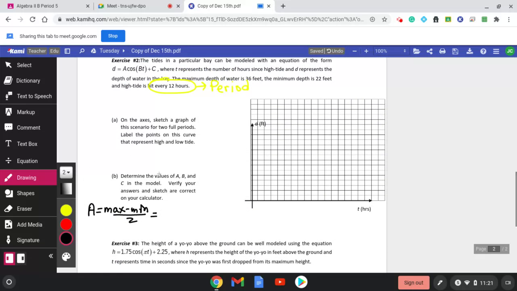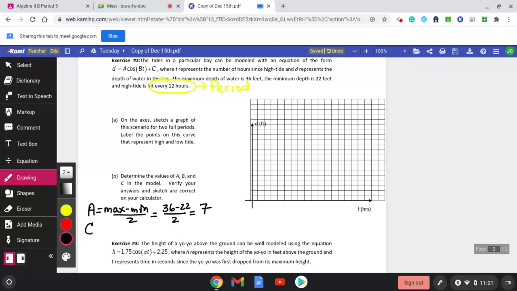The maximum is 36. And the minimum is 22. 36 minus 22, everybody. Divide by 2. That's why you needed your calculators handy. We're looking at 7 there? Yep. 7, okay. I always skip the B value to last.